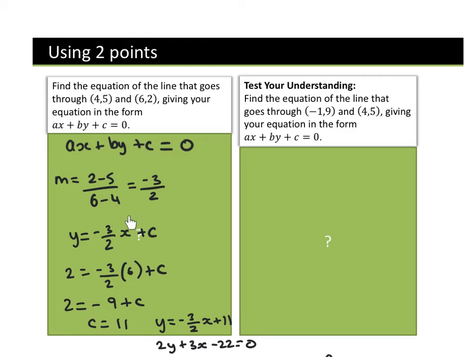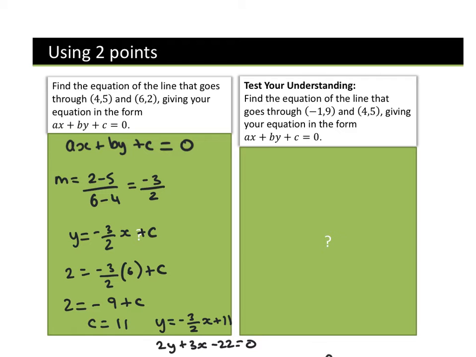Now from the slide before, what you realise is I chose one of these points to substitute in as my x and y to find my c. I could have chosen 4, 5 here and I still would have got the same answer. So I'm going to go through this example, and I'm going to go through the other question with you.